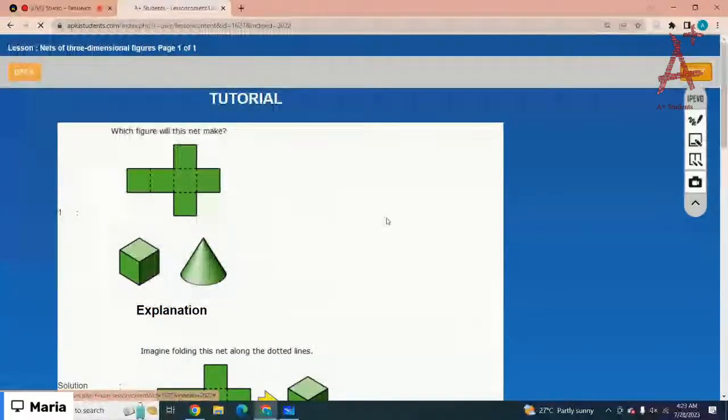Okay, let's just start with the test questions. Which figure will this net make? So which is the correct option?